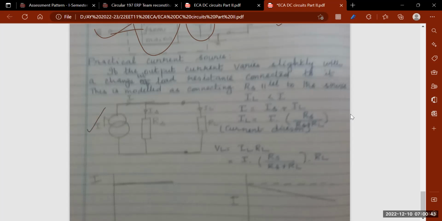So this is my source, this is my source resistance, and this is the load. So there is always a current flowing through this internal resistance, and a lesser part of the current reaches the load. And if I try to draw the VI characteristic of a current source, here is current and here is voltage or time. So this is constant for an ideal source, and there is a drop in current for a practical source.